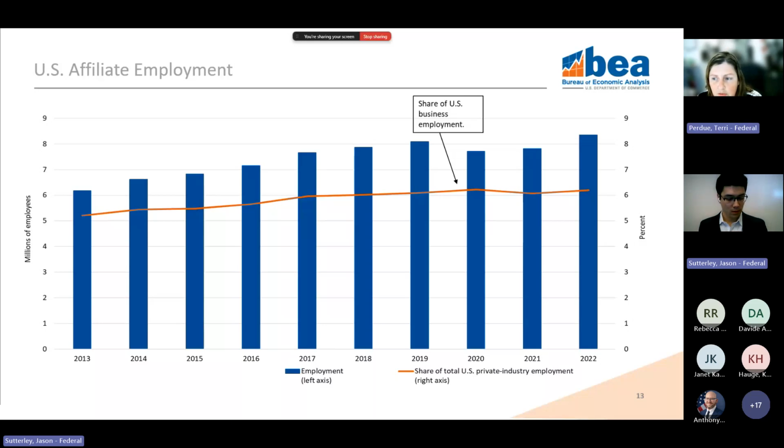The blue bar on the chart represents values for U.S. affiliates, and the orange line represents U.S. affiliate share of the total U.S. private industry value. In 2022, U.S. affiliate employment increased by almost 7% to 8.4 million employees. Looking at the right axis percentages, U.S. affiliates account for 6.2% of all U.S. private industry employment. The percentage of U.S. affiliate employment to all U.S. private industry employment has been consistent over the last 5 years.